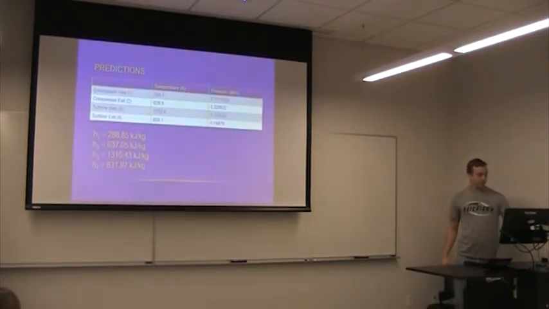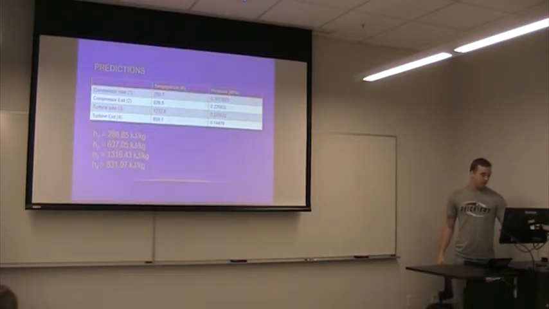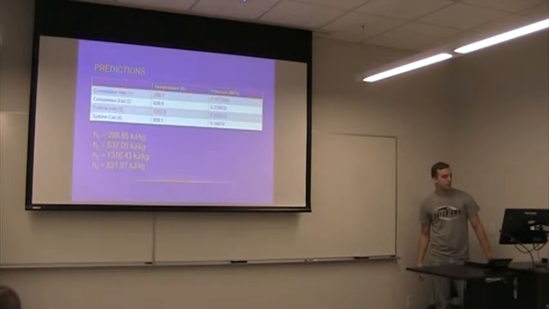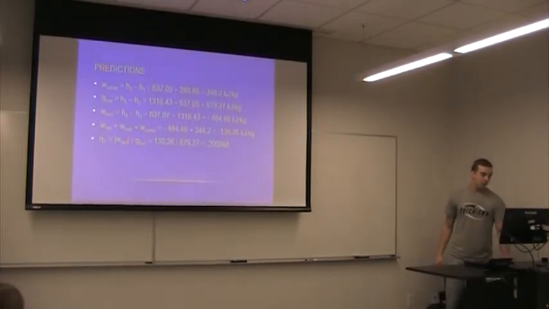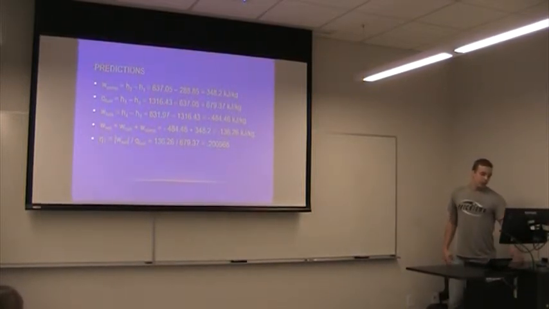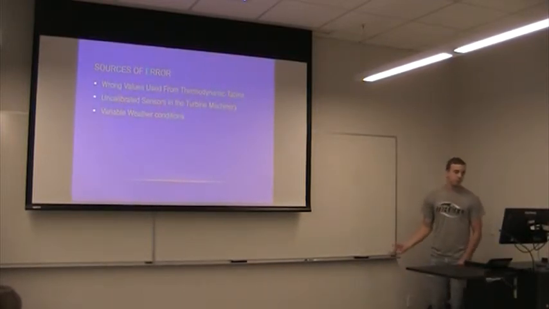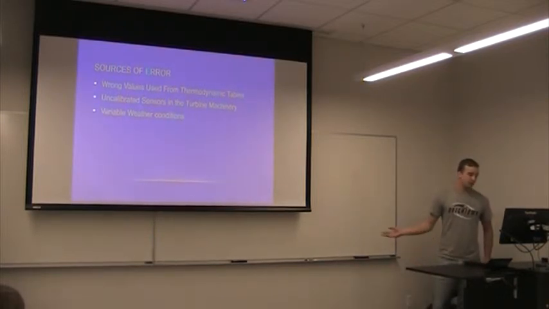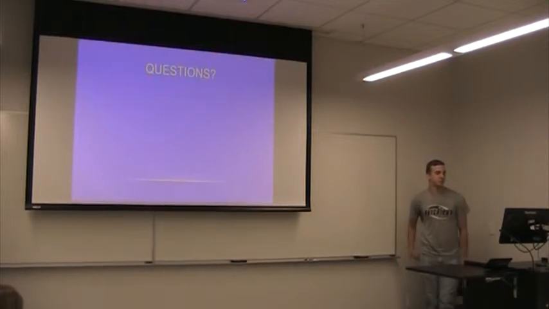These are my predictions. We're going to have about 280 for H1, 637 for H2, 1300 for H3, and H4 is 831. So when you come down to it, the work of the compressor is about 348, Q of fuel 679, turbine negative 484. Like I said, it's work out, so it's negative. So our net work is 136, and our efficiency is about 20%. Sources of error: wrong values of thermodynamic tables, uncalibrated sensors, and since it's outside, variable weather that we can't really predict. Any questions?